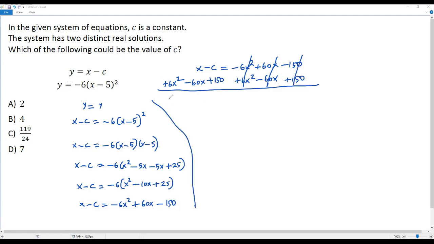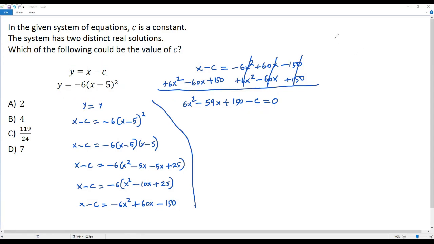Then we get 6x square. When I combine positive 1x and negative 60x, I am getting negative 59x. And here, when we combine these two constants, that is 150 minus c equals 0. Here we got a quadratic equation in standard form. And we got this quadratic equation by solving the given system. Since the system has two distinct real solutions, this quadratic equation also will have two distinct real solutions because we got this quadratic equation from the given system.